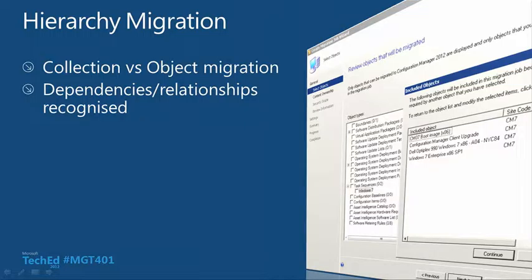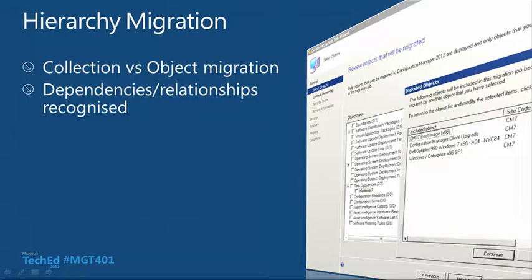Any dependencies or relationships are recognized and honored. So if you have a collection which has a query which limits against another one, the migration process recognizes that and brings them both across. If there's any site-specific query, like show me all workstations in site S02, it's going to understand that and give you an opportunity during the migration to change that site code. So if there's a reference to a site code, it forces you to change it. Reason being, you can't reuse your site codes.